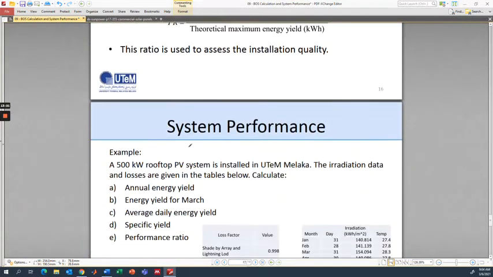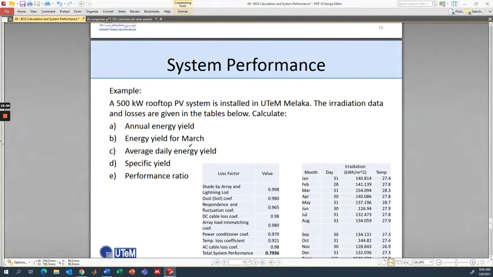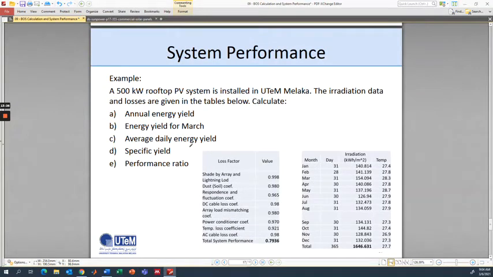Now let's look at the example. A 500 kilowatt rooftop PV system is installed in UTM Melaka. Okay, the irradiation data and losses are given below. So this is the system performance. Okay, and then this is the irradiation data. For example, calculate the following: annual energy yield and so on. Before we calculate, let's look at the table. This table is similar to the table produced from Meteonorm.